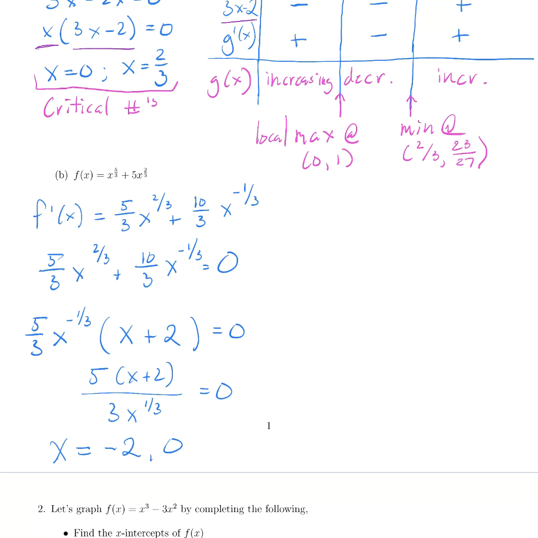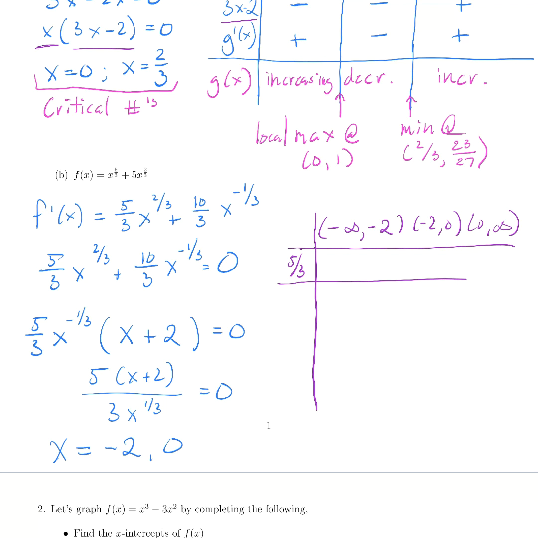So the smallest one is negative 2, so we need to look from negative infinity to negative 2, from negative 2 to 0, and then also from 0 to infinity. The 5/3 term is always positive, so it's not going to play a role. So I guess we can leave the 5/3 term out, but if we want to be exact, let's put it in. 5/3, we need to know what's happening to x plus 2, and we need to know what's happening to x to the 1/3.